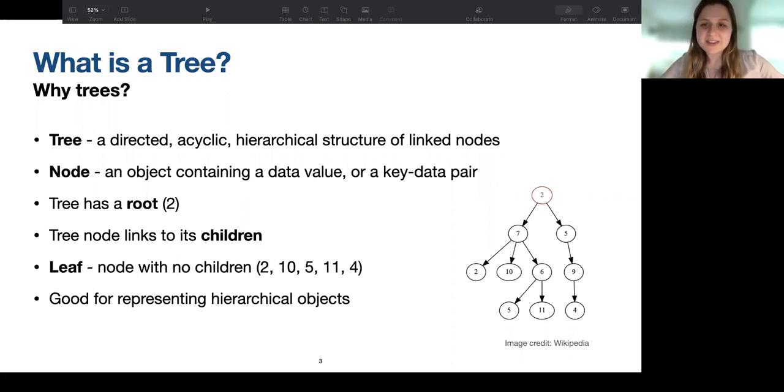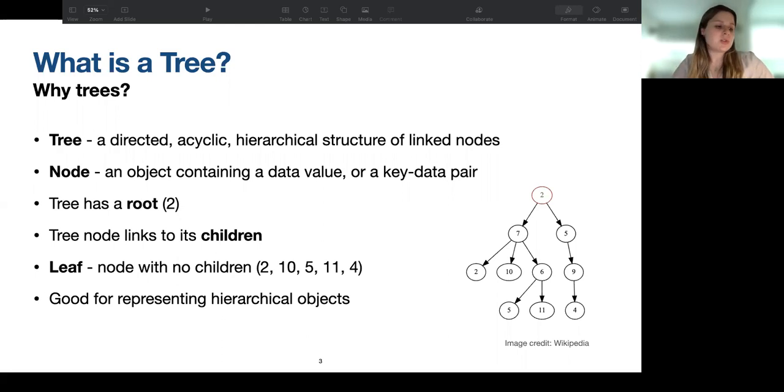So I used the term node a couple of times. A node is really an element in the tree. So here you see that we have these round elements, each of which has an integer value associated with it, like 2 or 10 or 5. For simplicity, we'll just assume that each node just has an integer associated with it, and that's it.